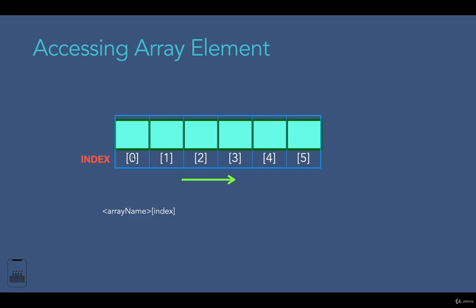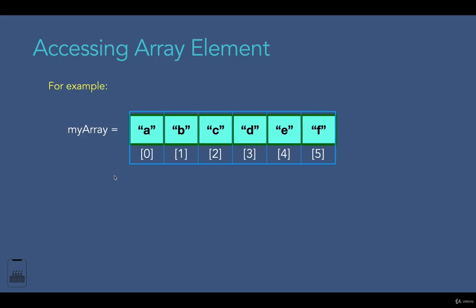If you want to access the first element, we put index 0 with the array name. And the index is increased sequentially from left to right. For example, if you want to access an element from this array, first we put the array name, and then the index of the element that we want to access. To access this first cell, we put the array name and in the square brackets 0, and it will return A.